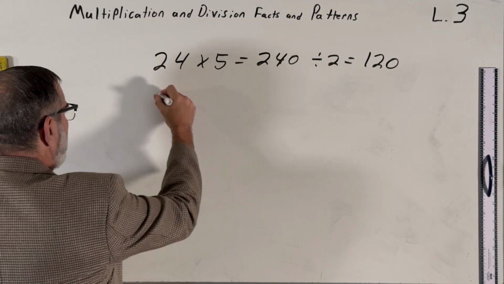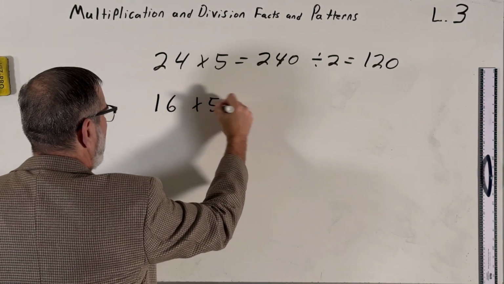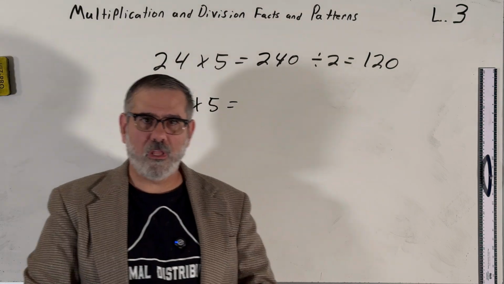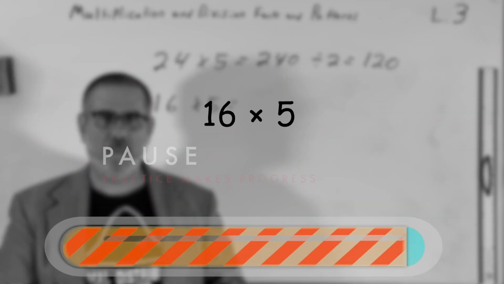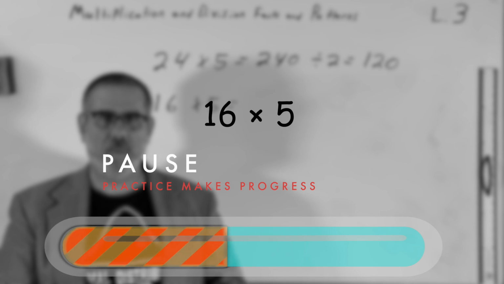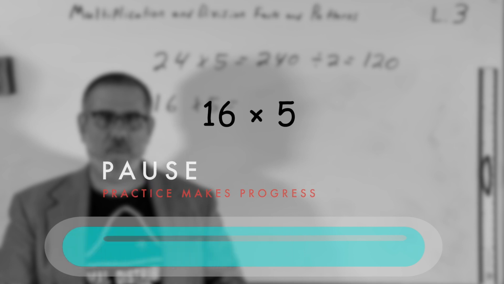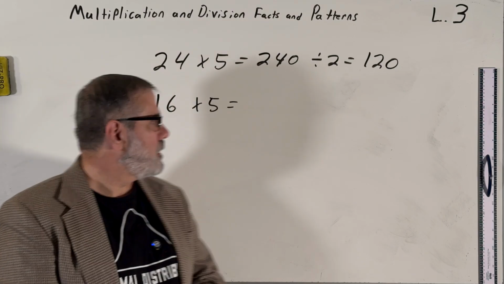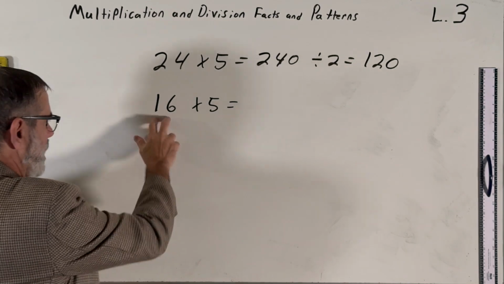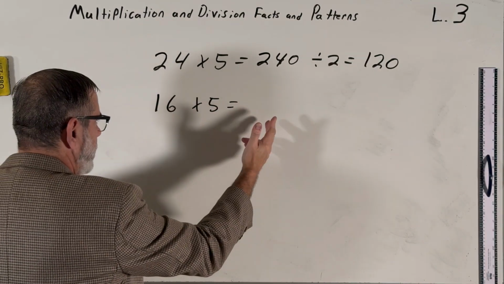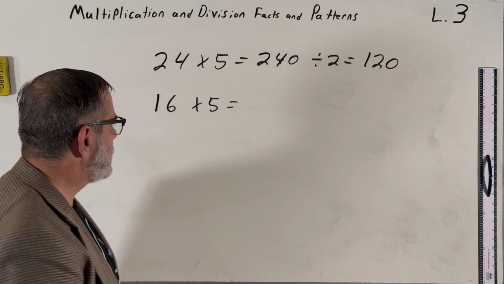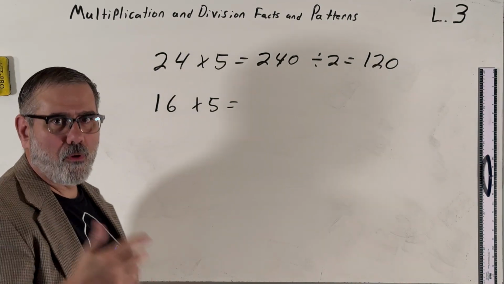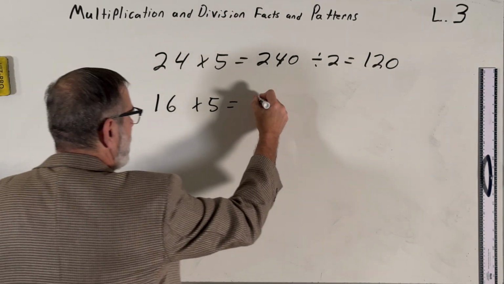16 times 5. Go ahead and pause the video, give it a try, and come back when you've got it. Okay, 16 times 5. So first step, we need to multiply 16 times 10. That just means we add a 0 to the end of it. So that's 160. And then we're going to half that. So we're going to take half of 160.